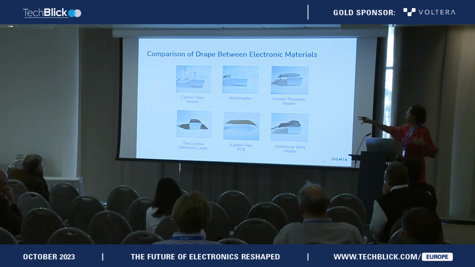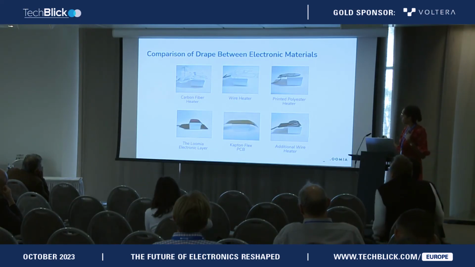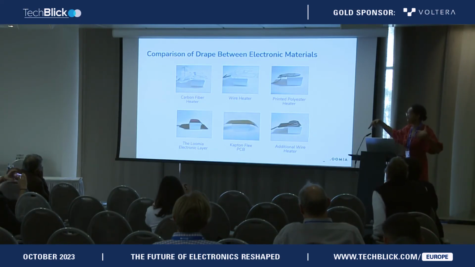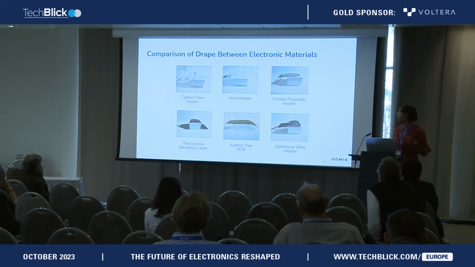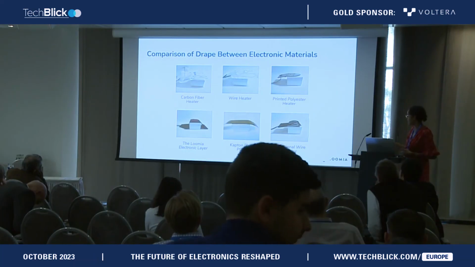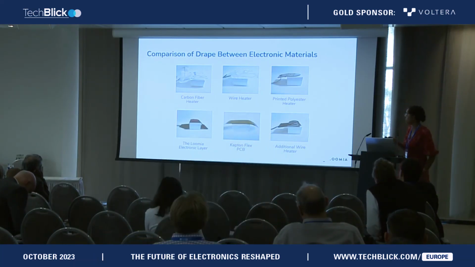This is just some sort of comparison of drape between different electronic materials. Kapton Flex is not very drapey. This is our technology down in the corner. Most printed ink on TPU solutions, or almost any of the e-textile solutions, will move like this. So I think that this is sort of the whole purpose of e-textiles, is to get drape while still maintaining as much electrical performance as possible.